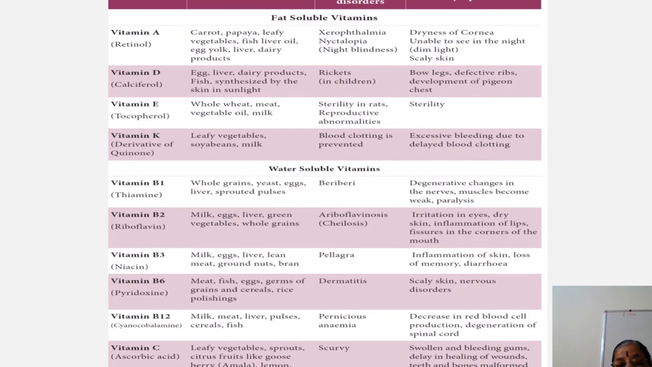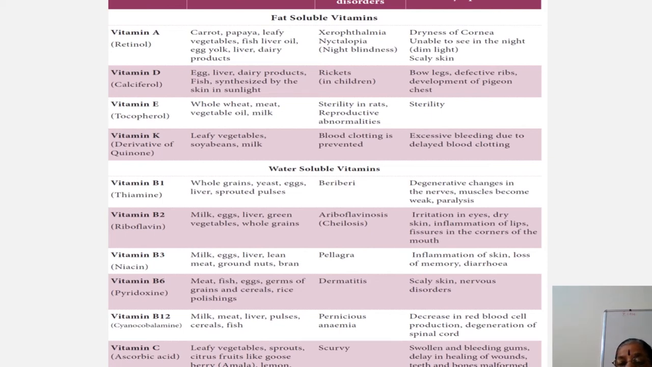Beriberi and pellagra are common questions to be asked. Pellagra causes inflammation of the skin, loss of memory, and diarrhea. Vitamin B6, pyridoxine, causes dermatitis. Dermatitis means skin allergy. Derm is concerned with the skin. And it causes scaly skin and nervous disorder.